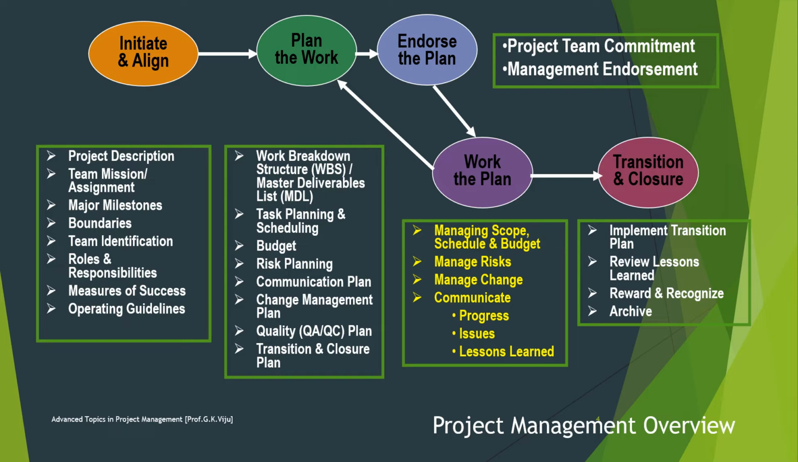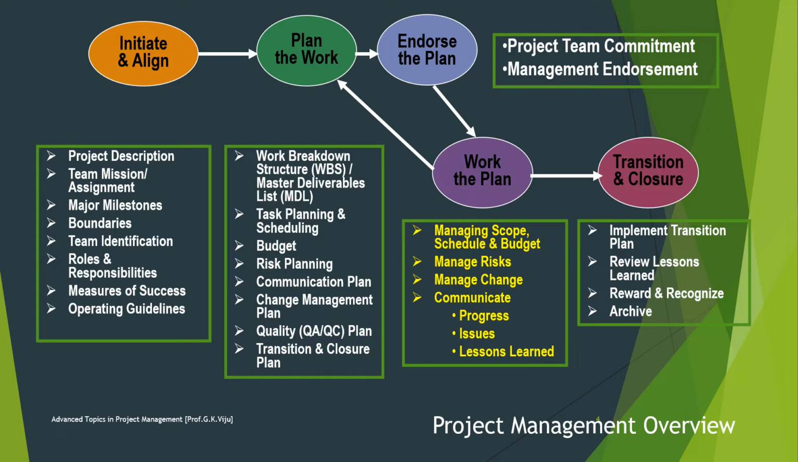Plan the work. This step produces the project management plan that will be used by the project team to deliver the project. Endorse the plan. Once the project management plan is endorsed, the project team will move to the work the plan phase. Work the plan. Working a plan requires the project manager to continuously update the plan, requiring some additional planning and possible re-endorsement in the case of change.